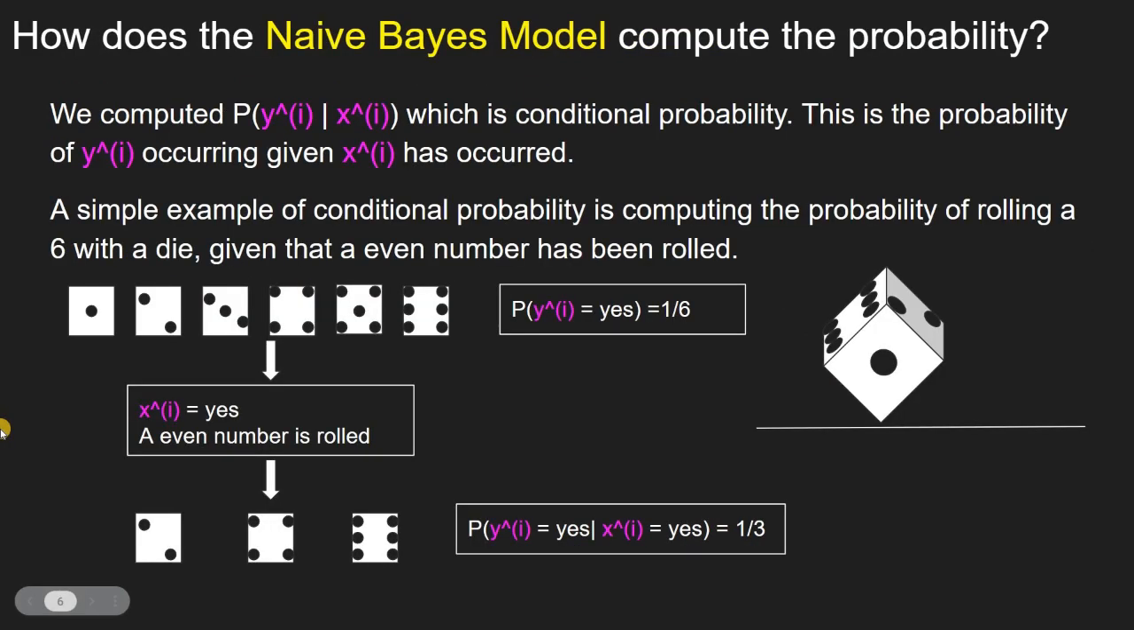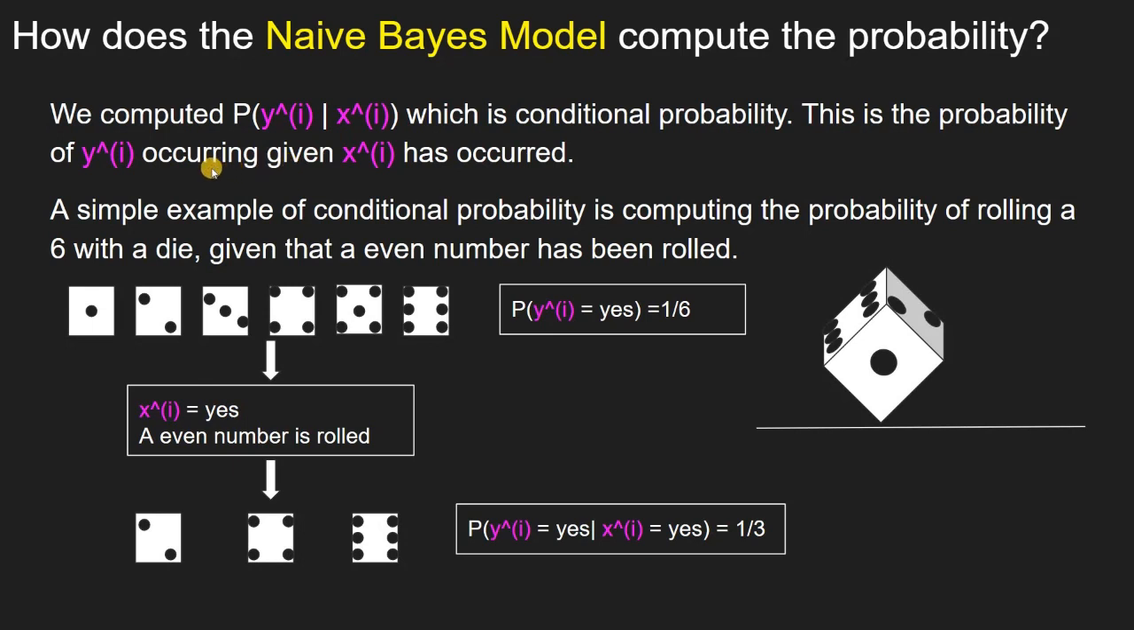So how does the naive Bayes model compute the probability? Remember, we computed the probability of Y of I conditioned on X of I on the previous slide, which is a conditional probability. This is the probability of event Y of I occurring given event X of I has occurred. We need to compute this because our naive Bayes model uses it to determine which class X of I will belong to. It does that by computing this probability for each class and picking the class with the maximum probability. So we need to be able to compute this.